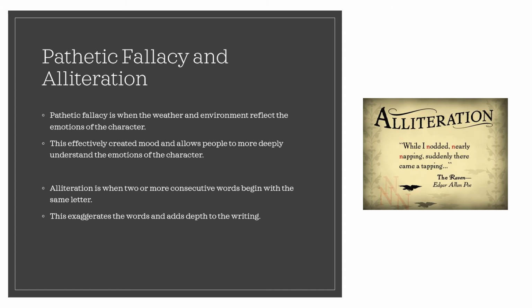Pathetic fallacy and alliteration. Pathetic fallacy is when the weather and environment reflect the emotions of the character. This effectively creates mood and allows people to more deeply understand the emotions of the character. For example, if the weather was really sunny and the character was feeling happy, or the weather was stormy and the character was really angry or sad.